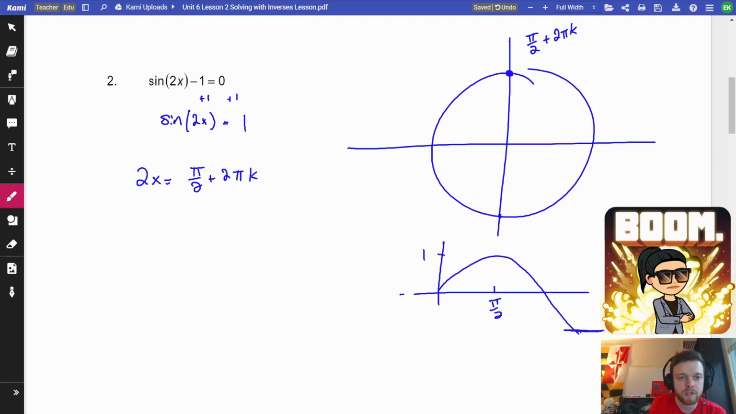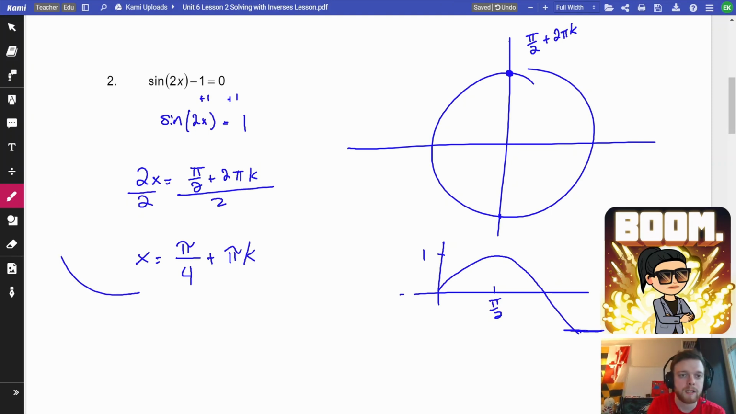How do we do that? We just use algebra rules. We solve for x. Reverse it. Instead of multiplying by 2, let's divide by 2. We're going to get pi over 4 plus 2 pi k divided by 2. That is pi k. Right? Here are all the answers.